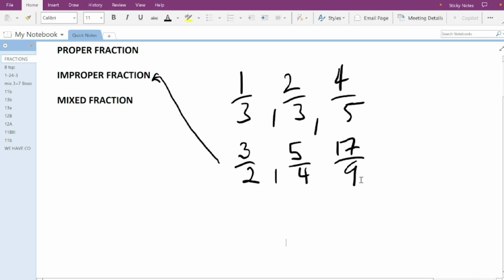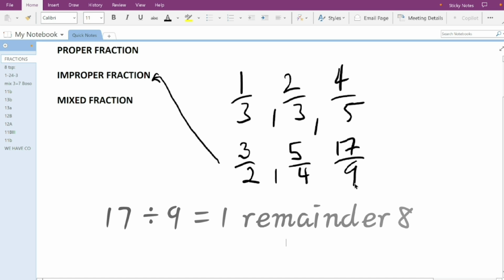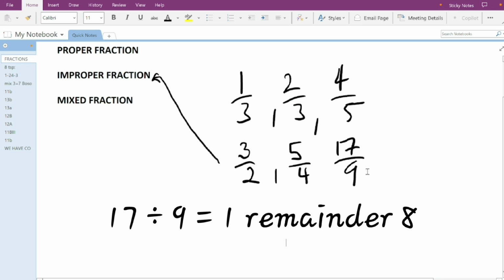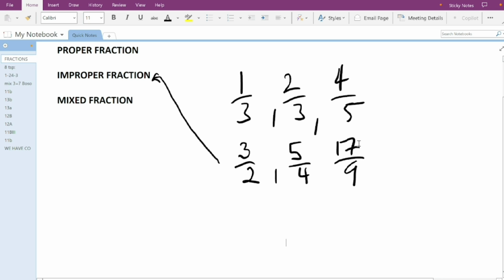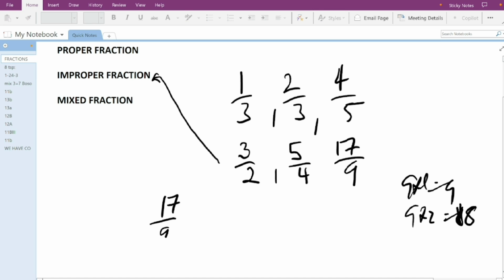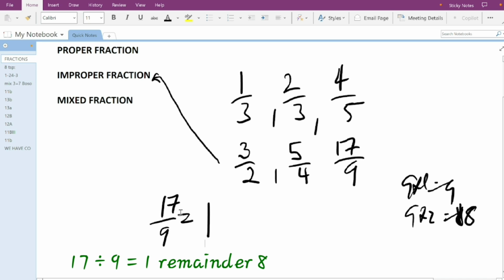Let's go for this one. That's 17 over 9. 9 can go in 17 only once because 9 times 1 is 9 and 9 times 2 is 18. And 18 is bigger than 17, so 9 can only go in 17 once. So let's convert 17 over 9 from an improper fraction to a mixed fraction. Since 9 can go once, we write one whole number. That's the result of dividing 17 by 9 is 1.